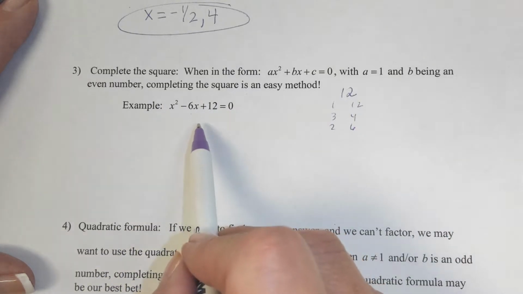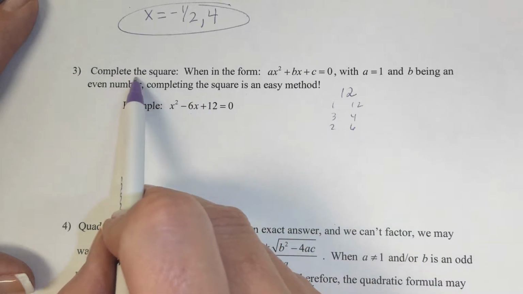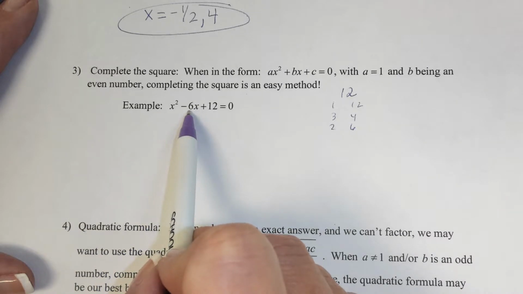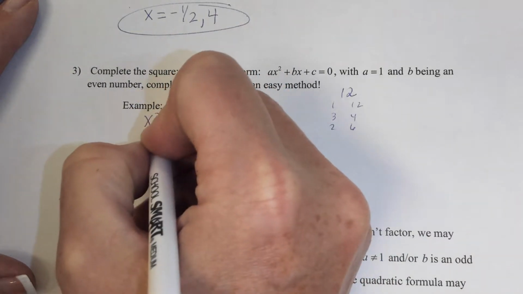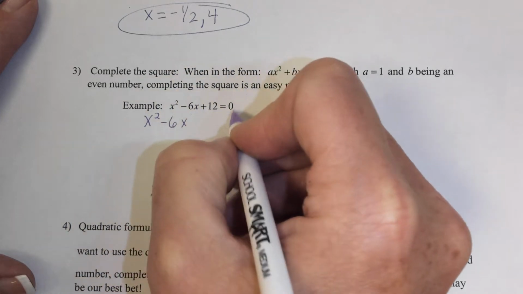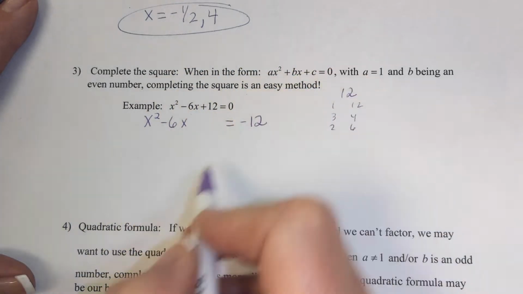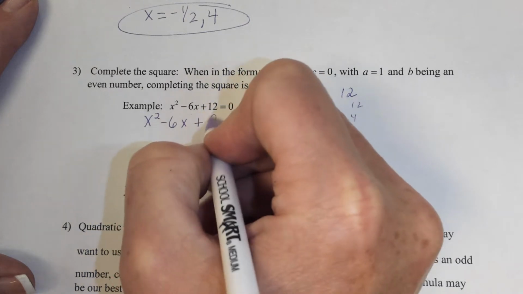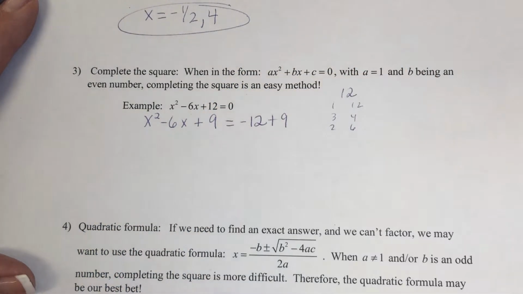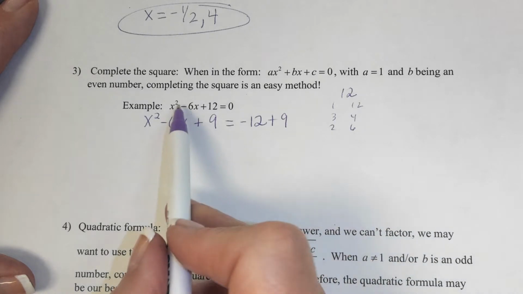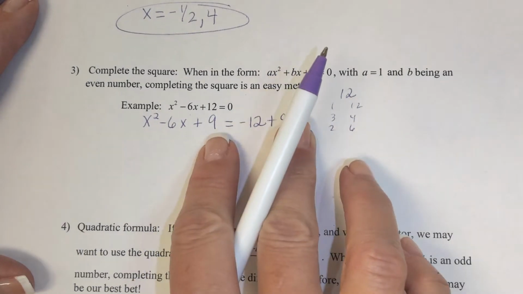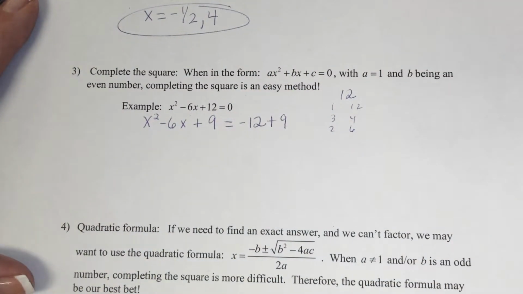That means I'm going to have another method. And a good method to use would be completing the square because my a value is 1 and my b value is even. So to complete the square, I'm going to have x squared minus 6x. I'm going to go ahead and take that 12 over. What do I need to have here to complete the square? 9. So I'm going to add 9 here, add 9 here. Double check and make sure it's the same thing you started with. It is, because if I subtract 9 from both sides, I have the exact same thing I started with.